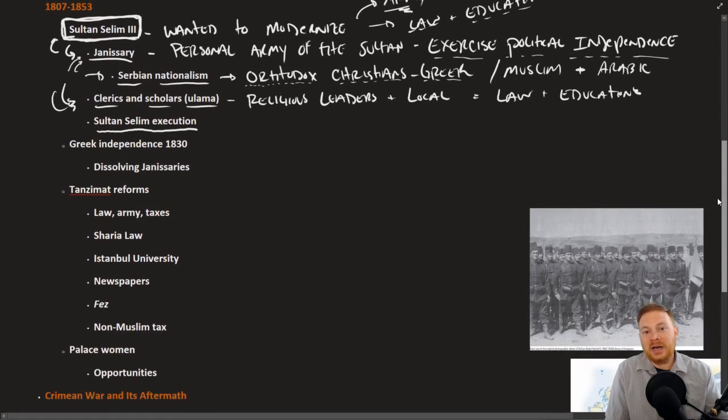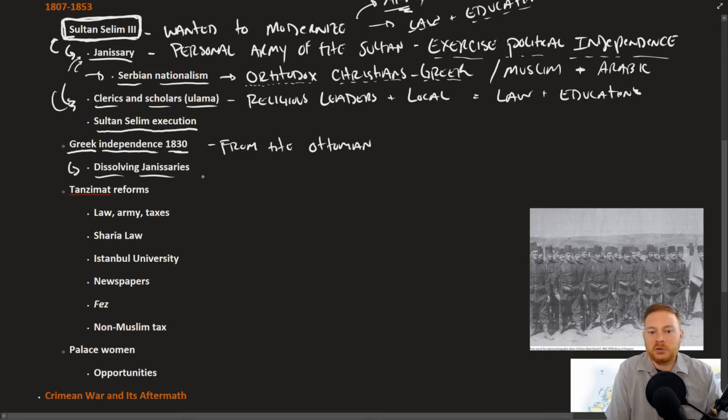Sultans that came afterwards did take opportunities to diminish the power of their threats. So, for example, when Greece declared independence in 1830 from the Ottoman Empire, so this was another piece of territory the Ottomans lost, the Sultan used that as a way to ultimately dissolve the Janissary Corps, thus eliminating a big threat in order to enact various reforms.